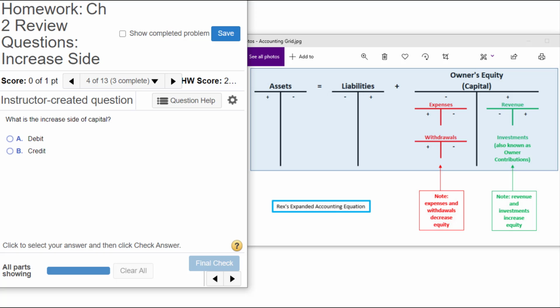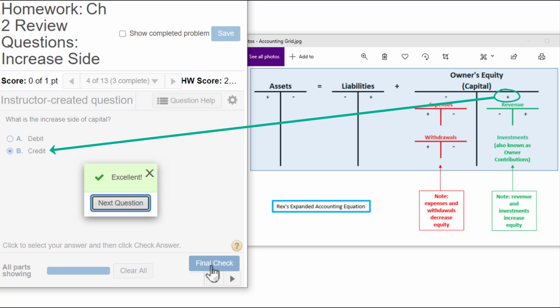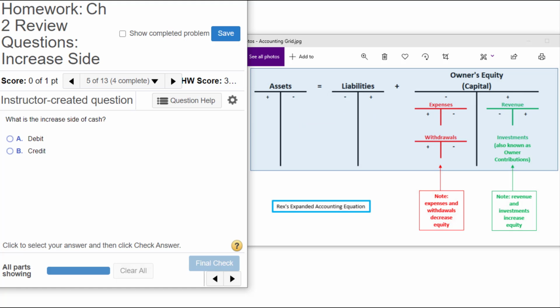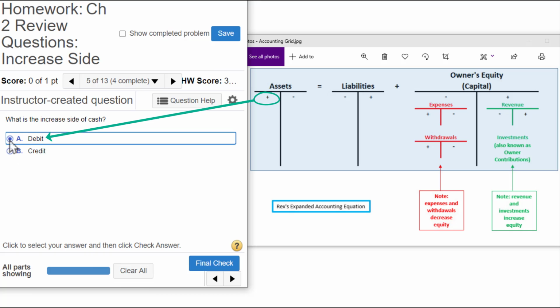What's the increase side of capital? That's the credit side. What's the increase side of cash? So what type of account is cash? It's an asset. Therefore, its increase side is the debit side.